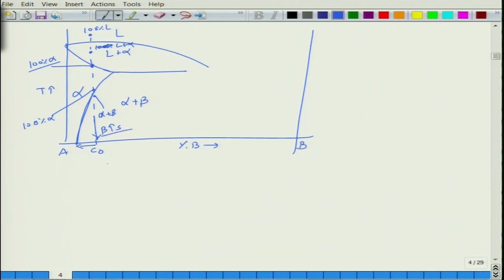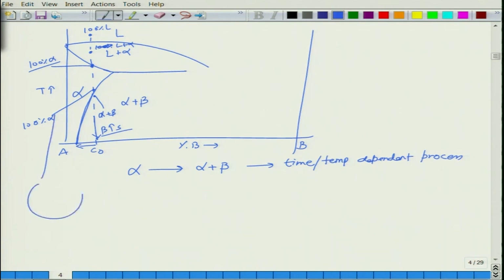Now, this formation from one phase, let us say alpha, to alpha plus beta is a time and temperature dependent process. At this point you will have a single phase alpha alloy, so this is all alpha. Somewhere around this point, if you cool it fast, then again it remains alpha.